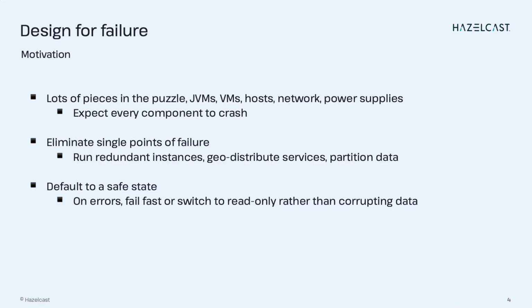And defaulting to safe state on errors, fail fast, those kinds of things. Switching to read-only rather than going ahead and allowing mutation operations. So if your system can say, you know what, I may not be able to guarantee that I can mutate things for you, but you can still have read access to the data that I do have. That's a possibility when you're thinking of contingencies for managing failure.